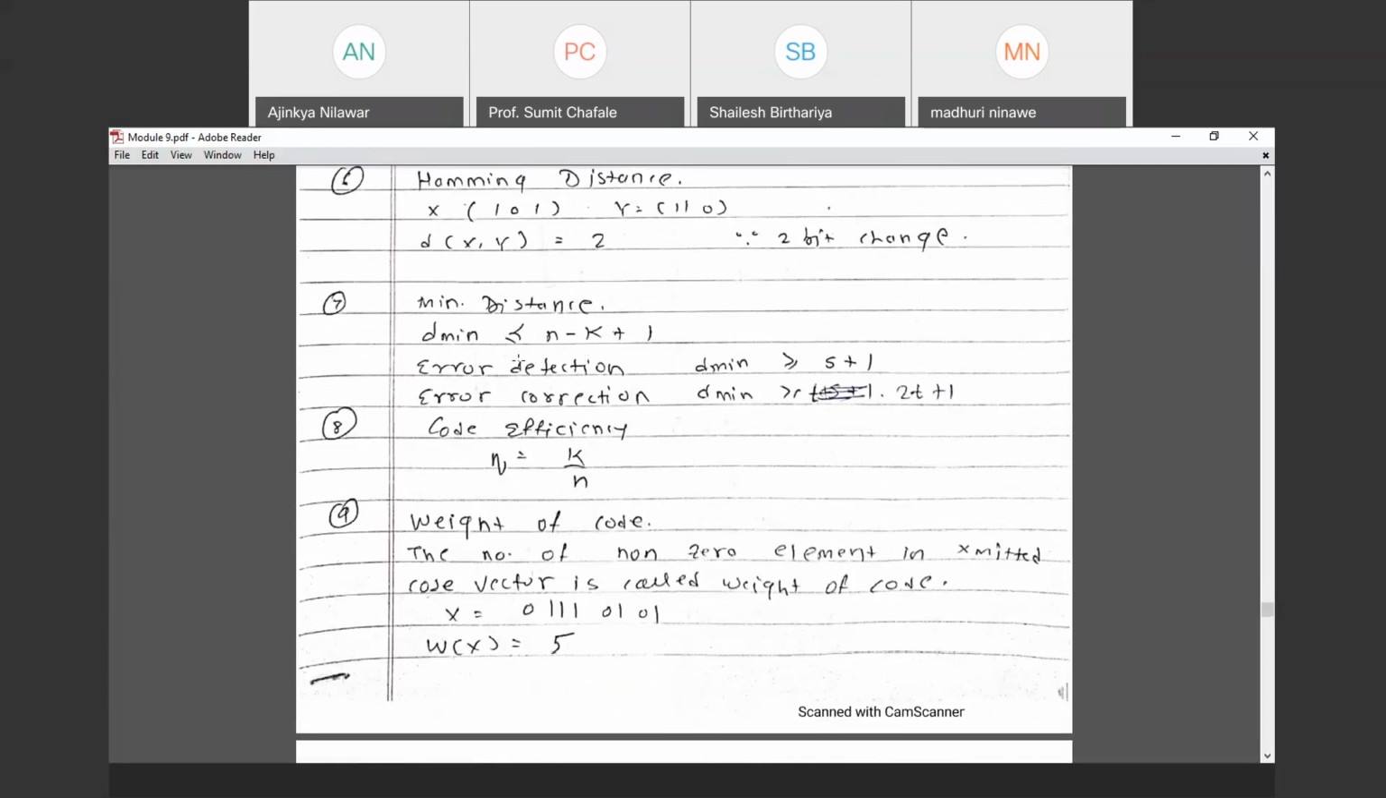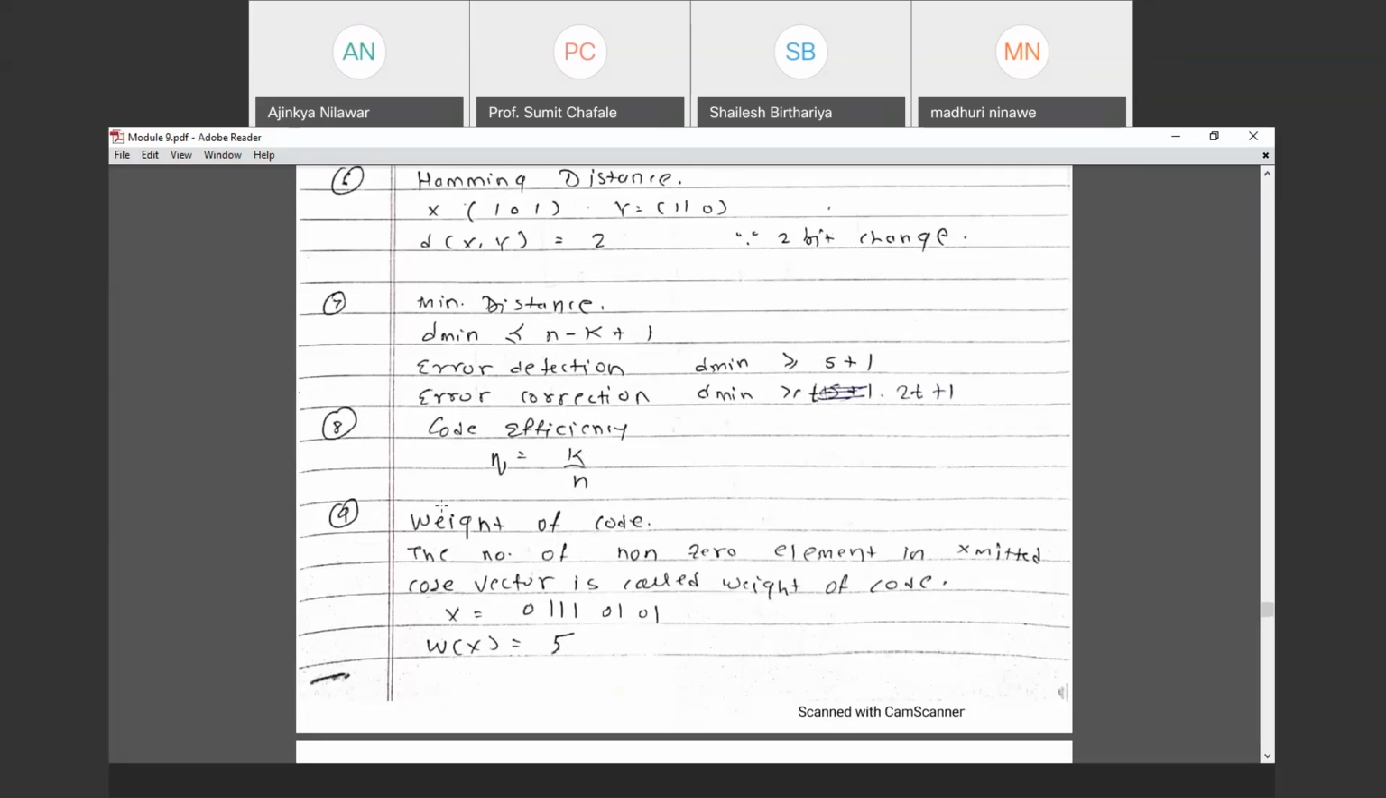There is one formula related to error correction and error detection as far as our syllabus is concerned. Error detection is given by minimum distance is s plus 1, and error correction by minimum distance is 2t plus 1. Here s represents error detection and t represents error correction. So this minimum distance we calculate with the help of Hamming distance, and from that we can calculate error correction and detection, along with code efficiency. The code efficiency is always given by eta, that is k by n.